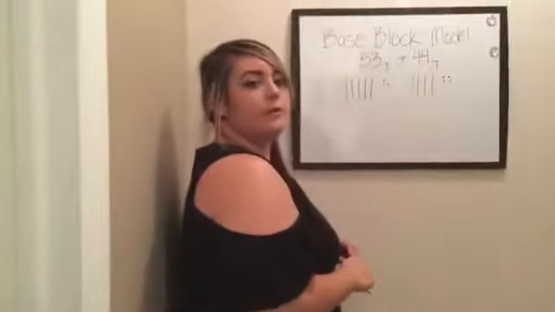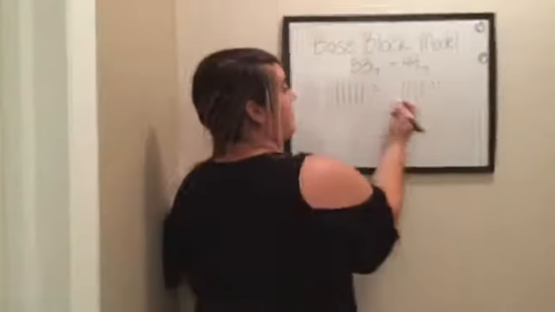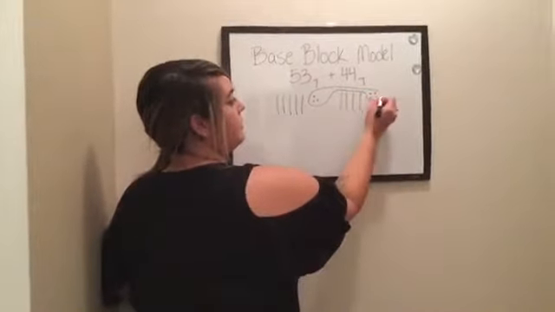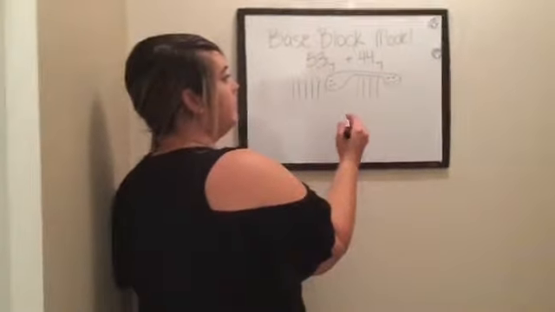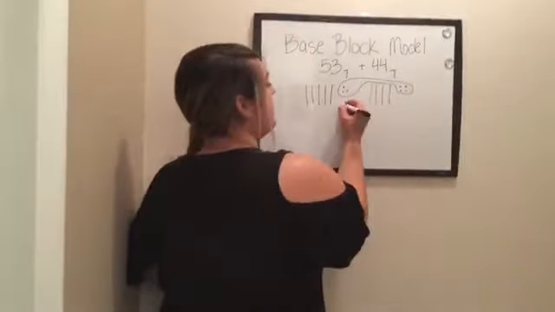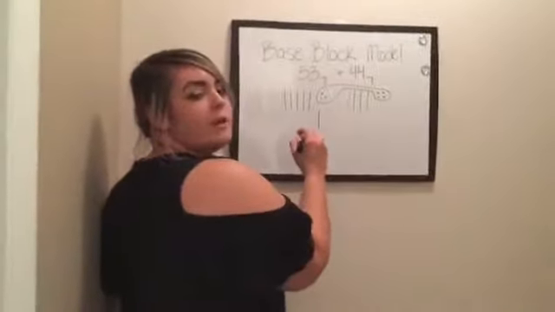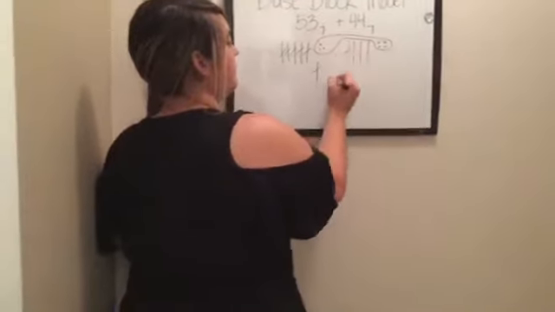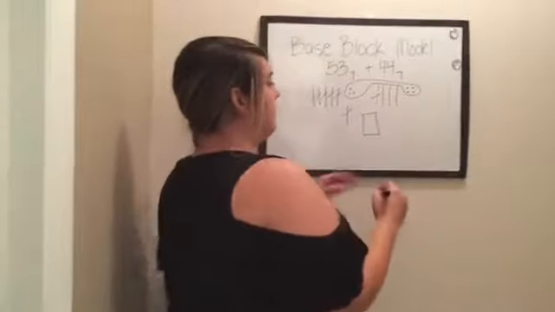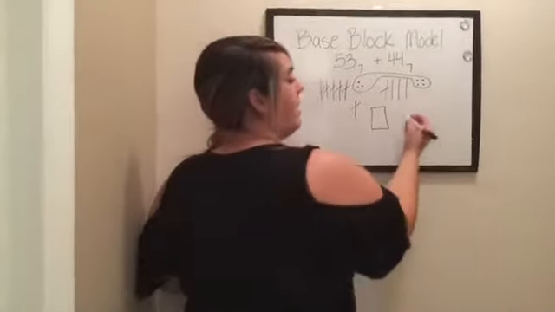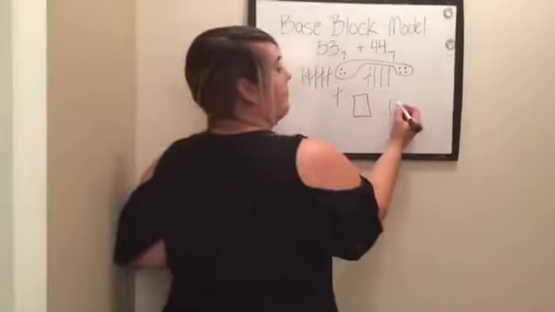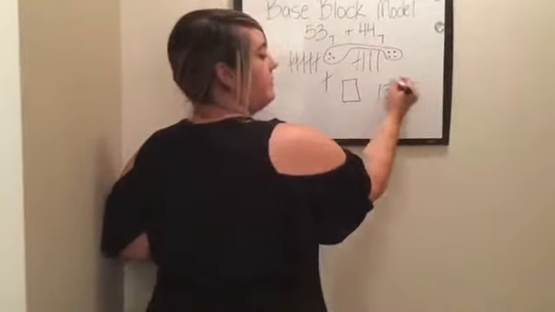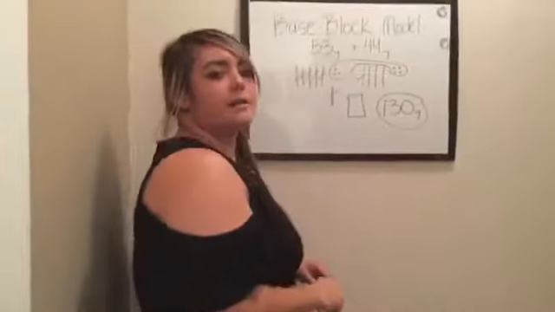In base 7, we regroup at 7 instead of 10. These units now become 1 rod. 7 rods become 1 flat. We are left with 1 flat and 3 rods. 1 flat, 3 rods, and 0 units in base 7. And that is your answer.